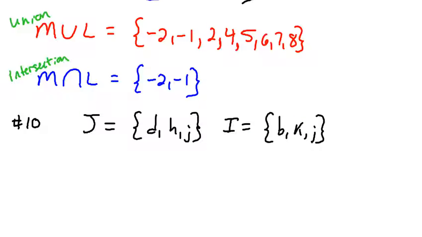All right, number 10. Same setup. They still want union and intersection. This time, instead of it being numbers, it's in letter form. Oh, sorry, wrong letters. This one we're doing J and I.